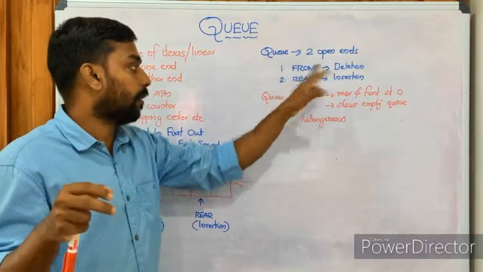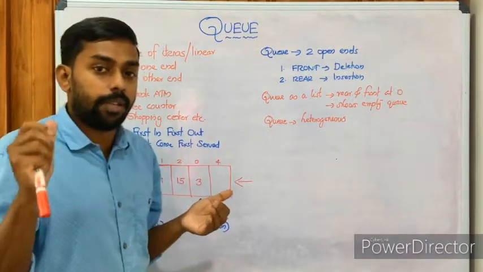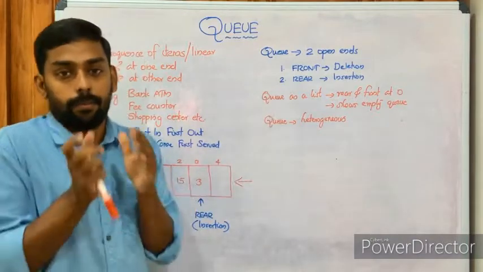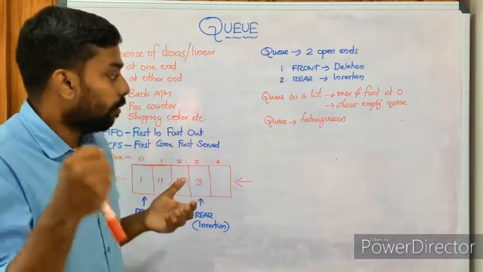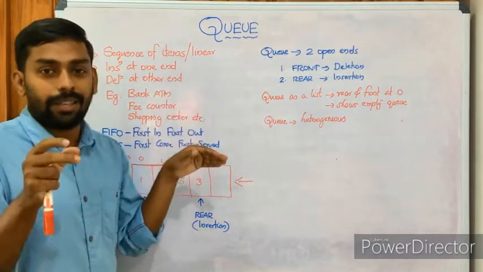We have two ends, front and rear. Queue as a list: initially, front and rear point to 0. It shows an empty queue. It contains heterogeneous elements as we implement the concept of queue as a list. So this is all for the theory part of queue.